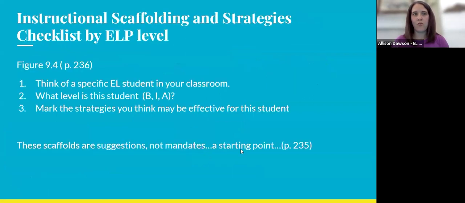So I'd like you to look at page 236. Figure 9.4 is a really long checklist, and it is divided by proficiency level, so you can look across the top and see that. I'd like you to think of a specific EL student in your classroom. Is that student a beginning level student, intermediate, or advanced? Then take a look at that checklist and maybe choose a formative assessment that you think would be appropriate or that this student might have success with.